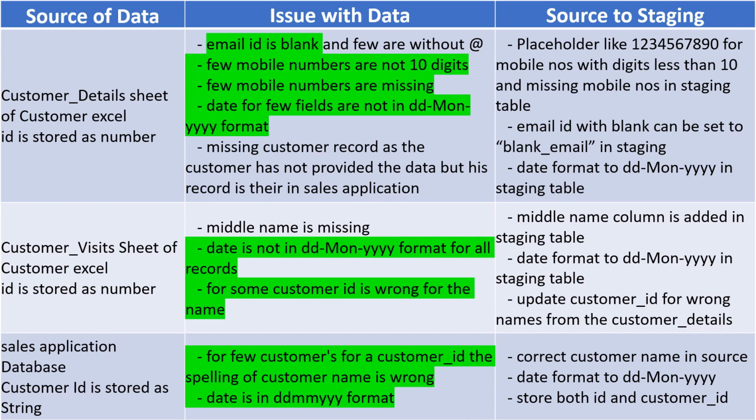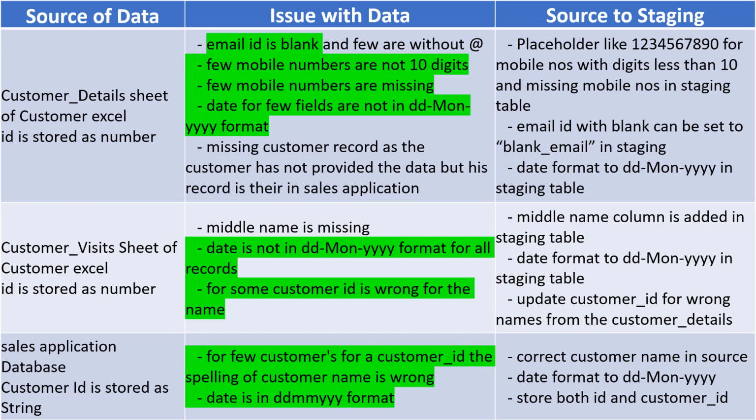Then in the sales application, correct the customer name in the source. Since the source maintains the history of the customer names, that is where we can go ahead and make the changes for the spelling mistake in the customer name in the source system. The date format is to be changed to DD Mon YY. This date format change is not made in the source application, but in the staging table while the data is moving from source to stage.